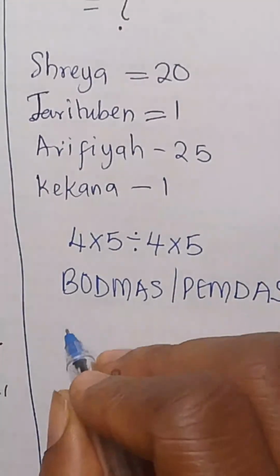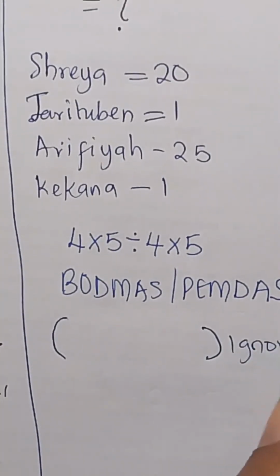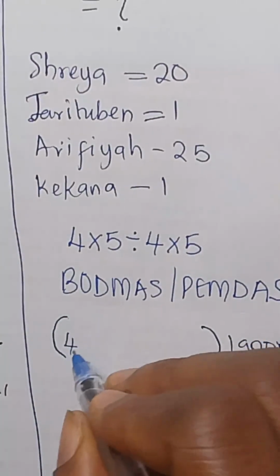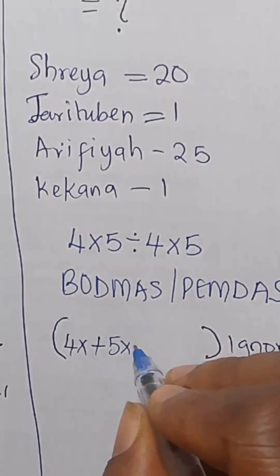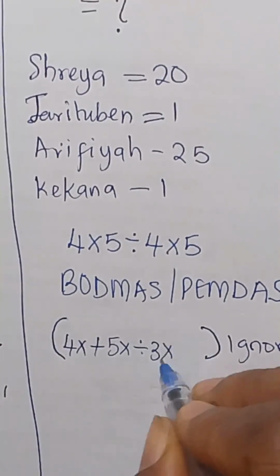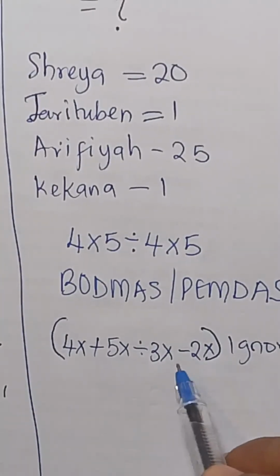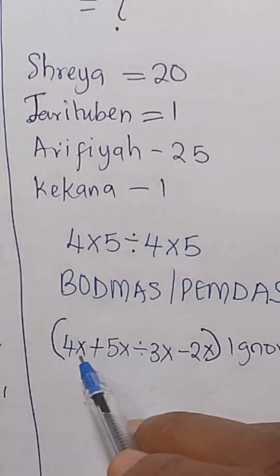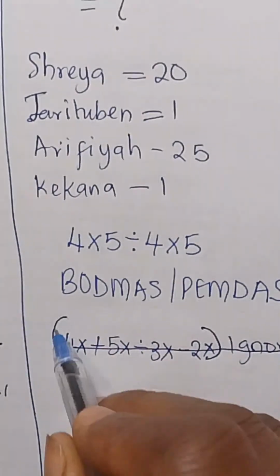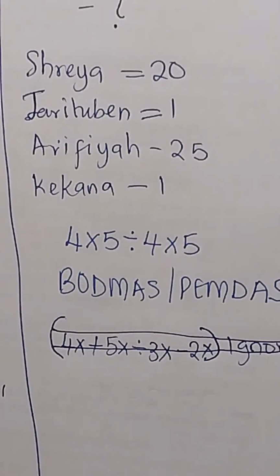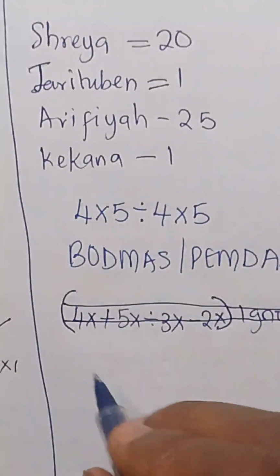This one is to show you something, so ignore it. Let me write it so you don't get confused. When you're given 4x plus 5x divided by 3x minus 2x, you see, x is everywhere. x is the variable, so it's the same x. If you have x and y and s, you can't apply BODMAS here. But if it's the same variable, you can apply it. So that is by the way. I just want to show you what a variable is. Okay, so we now solve what we are solving.